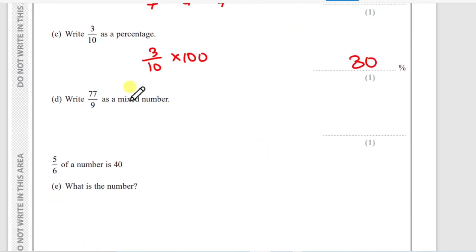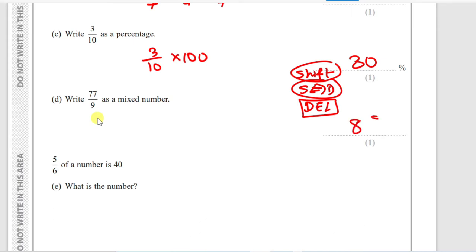Now, part D. Write 77 over 9 as a mixed number. So what I want you guys to do firstly is enter 77 over 9 in your calculator and press the equal button. And then press Shift and SD. Shift, SD. And it tells you straight away the answer will be 8 and 5 ninths. That would just save you a lot of time.